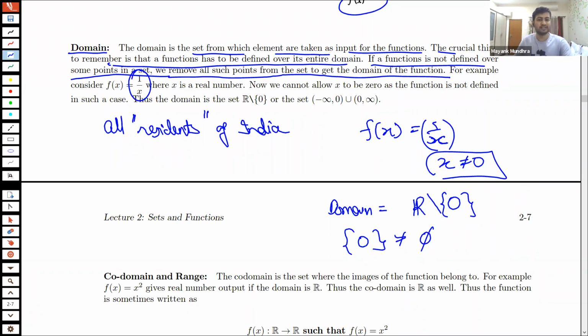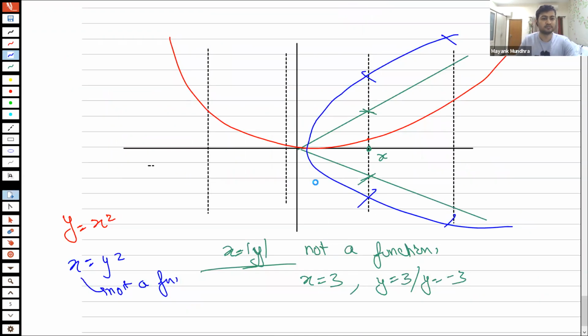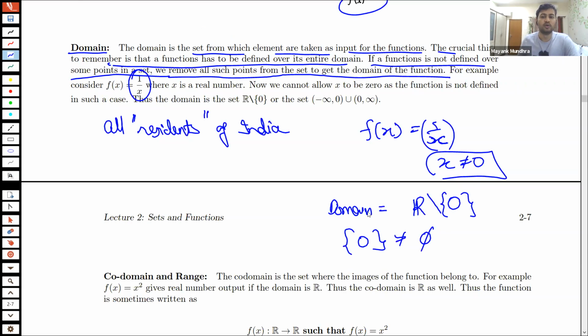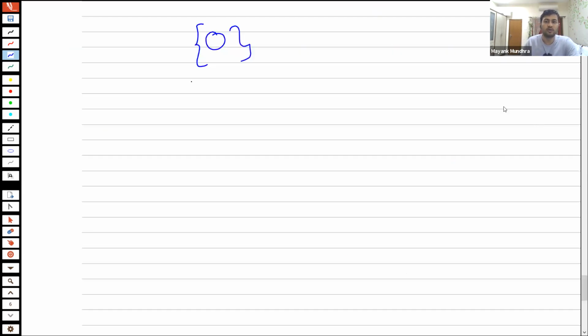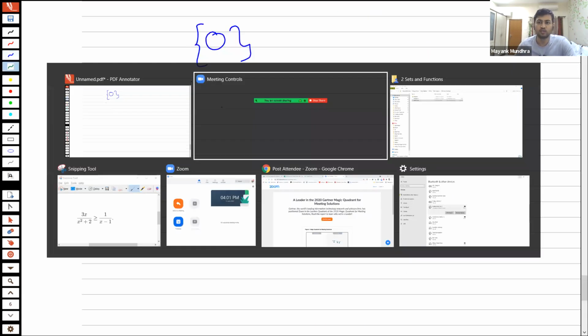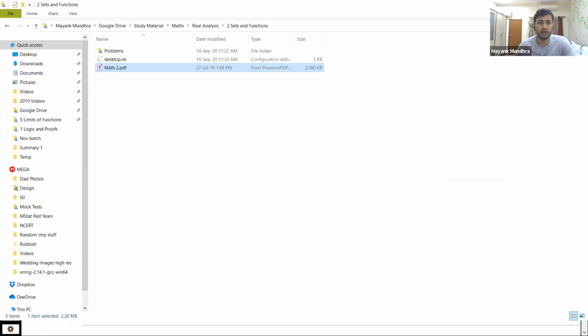Okay. What is null set? Null set is, this is null set. Nothing, blank. When I write {0}, this is not a null set. This is a set which contains the element 0. Okay, a set which contains the element 0. So the domain is R minus {0}. Okay, so one of the problem sets that we will be doing this week is regarding these domain problems.